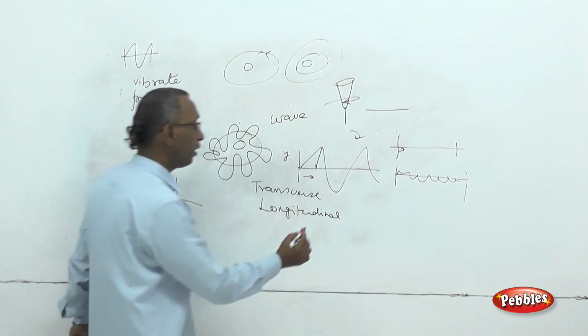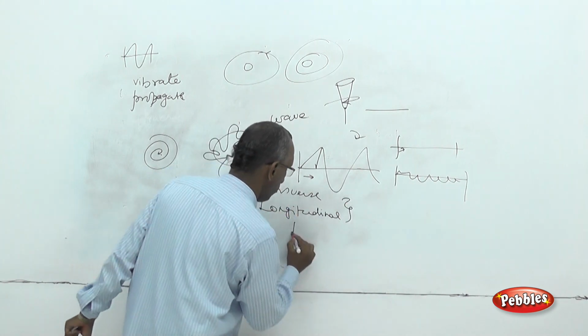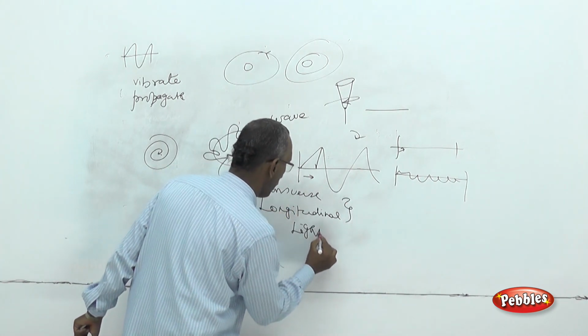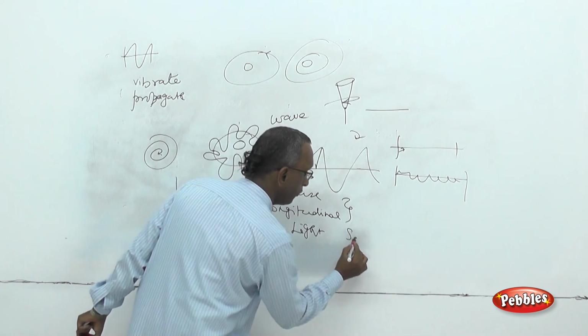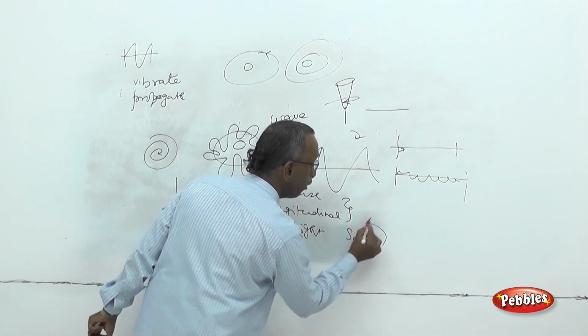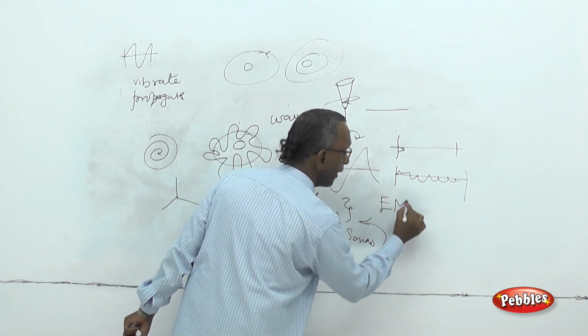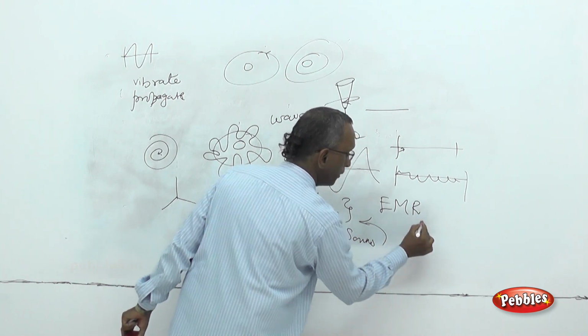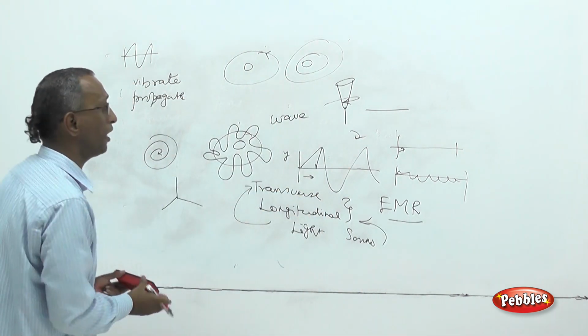So both are light waves and sound waves. Light waves are transverse waves. Sound waves are longitudinal waves. Both are called electromagnetic waves or electromagnetic radiation.